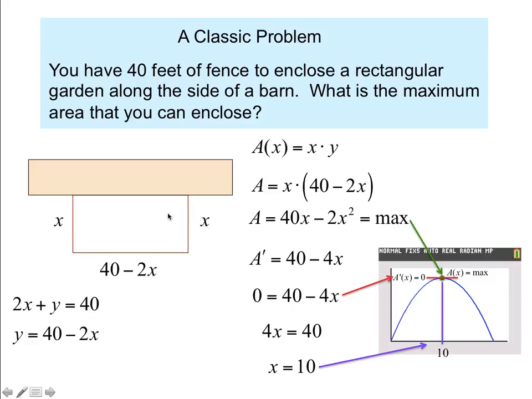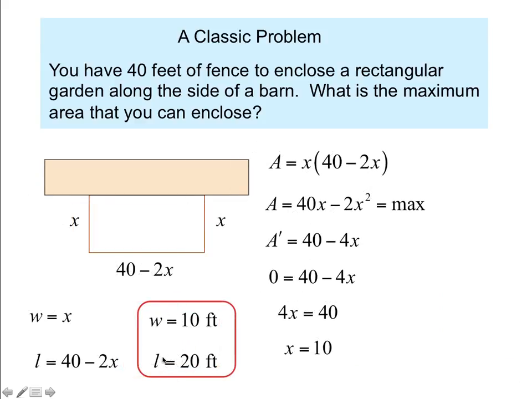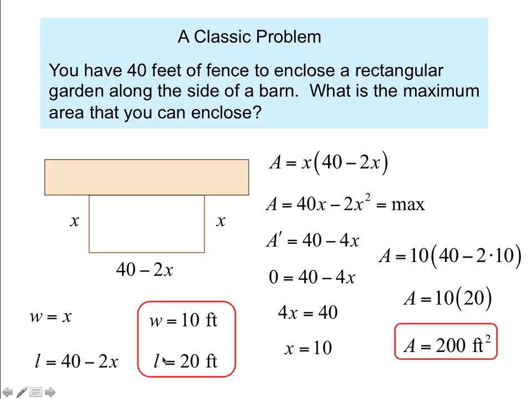Okay, so we have 10 and 10, and if we put 10 here, we should have 20 here. So 10 plus 20 plus 10 is 40 feet of fencing. So we know we have a width of 10, we have a length of 20, which means we have a maximum area of 200. Okay, so if I put that in, we've got a maximum area of 200 square feet. So it's the biggest garden that we can make with 40 lineal feet of fence.